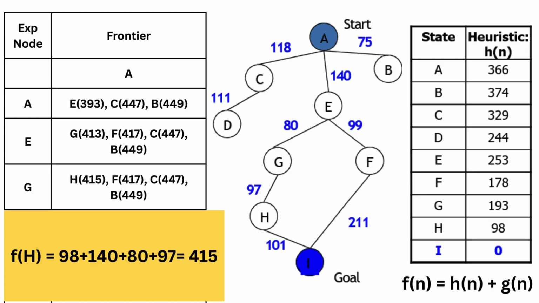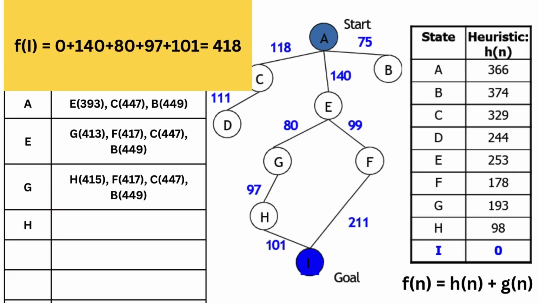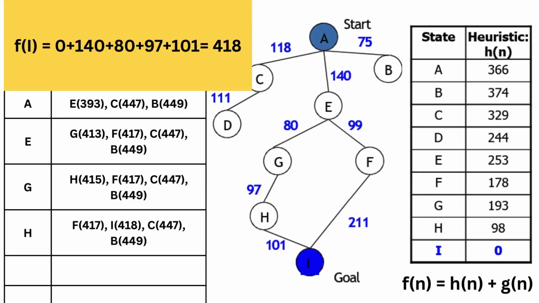So the next node with the least cost is H. We will dequeue H and explore its neighbor, that is I. The heuristic cost for I is 0 as it is a goal node. And the total cost to reach from A to I is 140 plus 80 plus 97 plus 101. So the total cost for I would be 418 and it will be inserted between F and the C node.